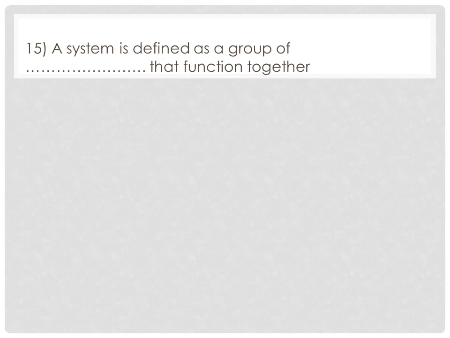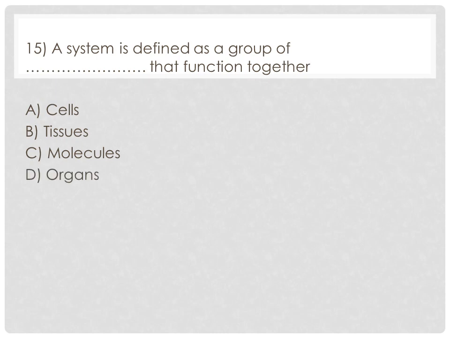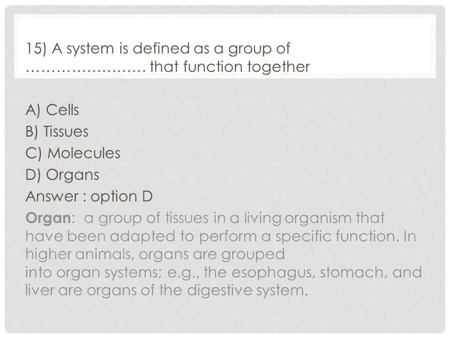A system is defined as a group of dash that function together. The options are A. Cells, B. Tissues, C. Molecules, and D. Organs. And the answer is option D. Organ. It is a group of tissues in a living organism that has been adapted to perform a special function. In higher animals, organs are grouped into organ systems. Example, esophagus, stomach, and liver are the organs of the digestive system.